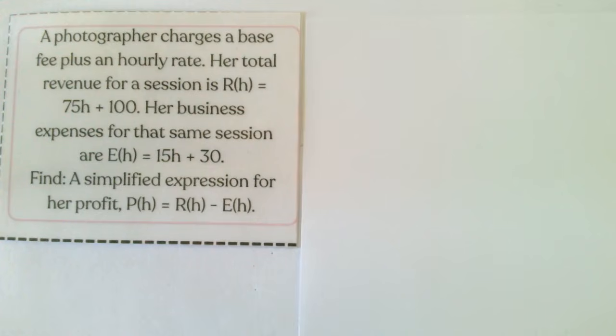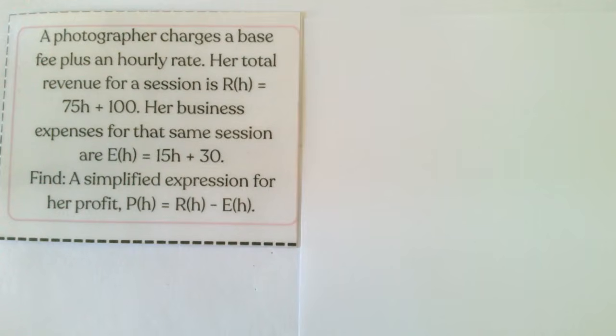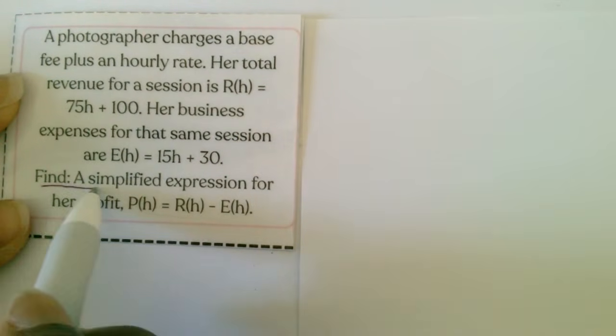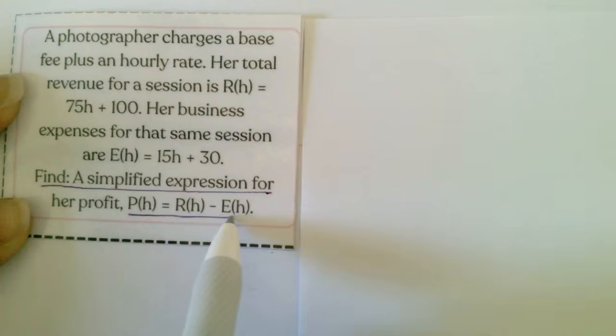Not a problem. Okay? So, as soon as we see words in a test, and this is why they put a lot of word problems on exams, they try to separate the haves and the have-nots. Okay? So when you see a word problem, 1, take a breath. 2, what are we trying to find? What is the question? So they're saying, find a simplified expression for her profit, and they gave us an equation.